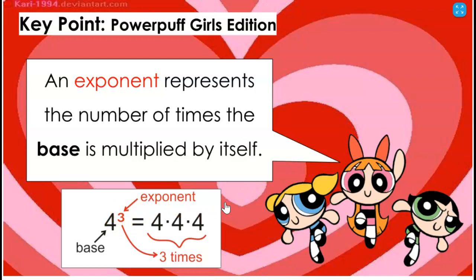Now, the exponent tells us how many times we're going to multiply the base by itself. So the base number is 4, so that's the number we're going to multiply. And the exponent is 3, which is how many times we're going to multiply 4. So 4 times 4 times 4 is equal to 4 to the third power, or 4 cubed. We'll talk about that in just a moment as well, what the cubed means.